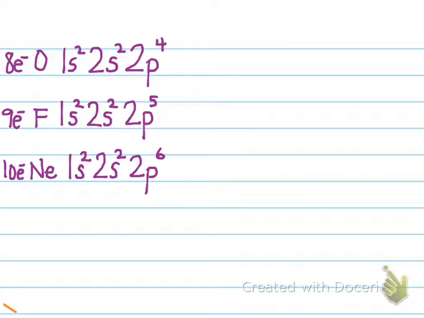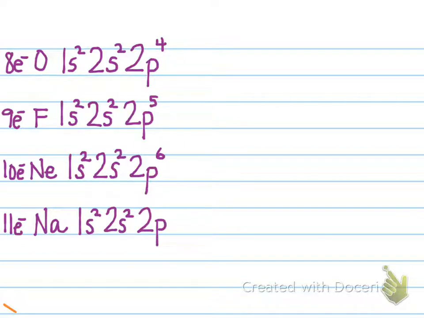For sodium, which has 11 electrons, it is going to be 1s2, 2s2, I'm at 4, come to my 2p, it can only hold 6, so that's going to take me to 10. So now I come to my next energy level, which is my third, my S sublevel, and I'm going to have 1 electron in there.